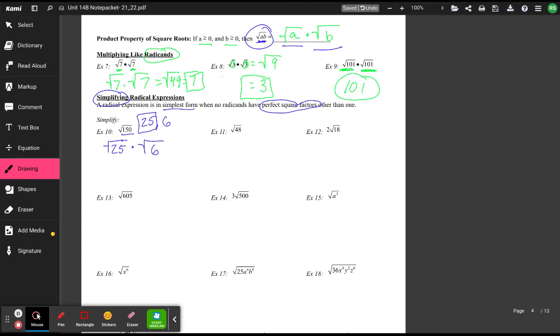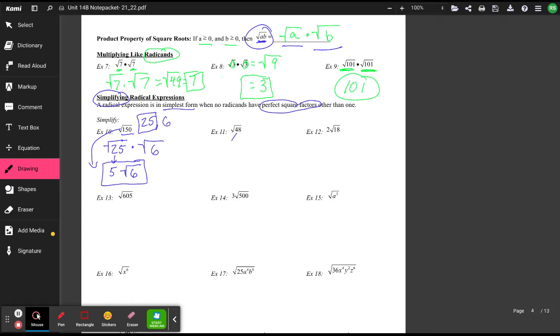Now I look to see if I can simplify either of these. The square root of 25 simplifies to 5. I cannot take the square root of 6. So my final answer is 5 times the square root of 6. This would be the simplified form of the square root of 150. We pull apart that radicand in terms of a perfect square, take that square root, and that number goes outside of the radical. And then anything that we can't simplify is going to stay underneath the radical.